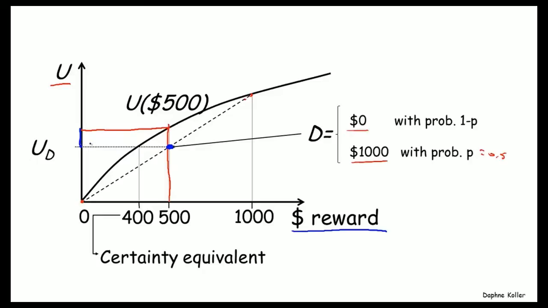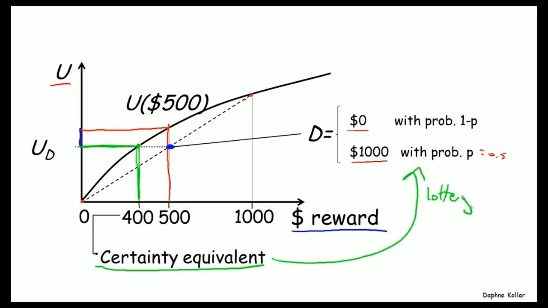Now, if we look at what the lottery is worth, that is the risky version, we can see that it sits over here and might, for example, correspond to getting $400 with certainty. So that $400 is called the certainty equivalent of this lottery over here. That is, it's the amount that you'd be willing to trade for this lottery in terms of getting that money for certain.